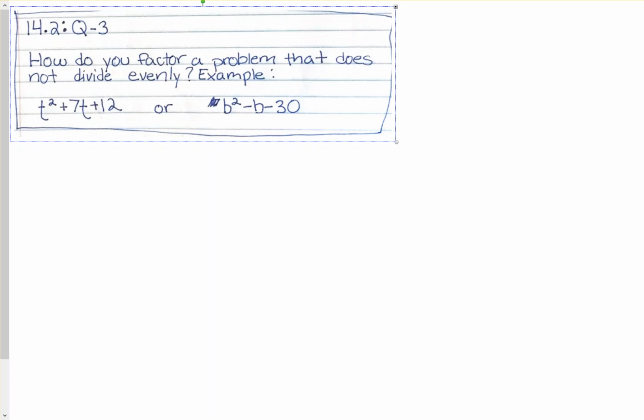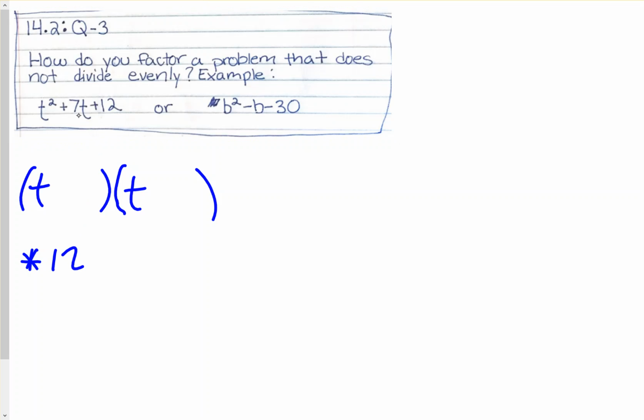So for this first problem, we're going to set up two parentheses. We're going to think, okay, the only way we get the t squared is if we have a t and a t. And then the next part is, okay, the two numbers, we're going to put two numbers in here. The two numbers have to multiply to 12. And at the same time, they have to add up to the 7.